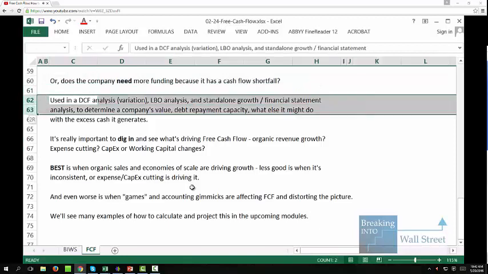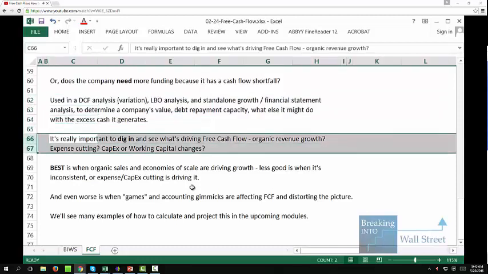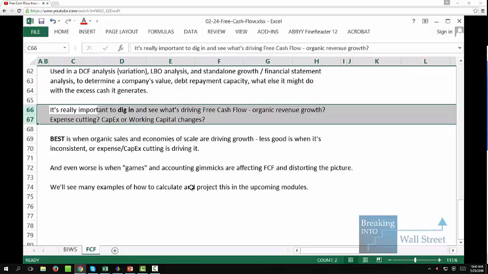It's used in a DCF analysis and LBO analysis. It's used in standalone growth and financial statement analysis to figure out a company's value, to figure out how much debt they can repay, and what it could do with its excess cash. It's really important to dig in and see what's driving free cash flow. Is it organic revenue growth? Is it expense cutting? Is it Capex or working capital changes?